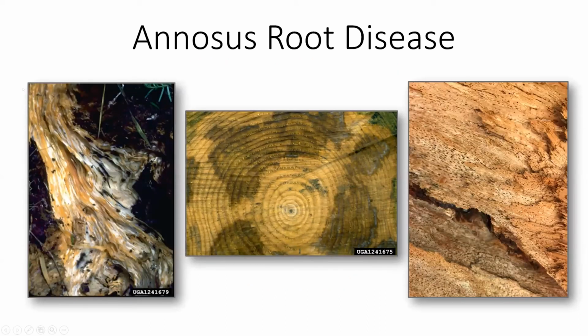And rather than that latexy mycelium that you're going to find in the case of armillaria, you might find a creamy colored pore layer underneath the bark. You might find staining in the stumps. And annosus has pitting on the bark layer, in the wood layers, but the pitting is only going to be found on one side of the layer.